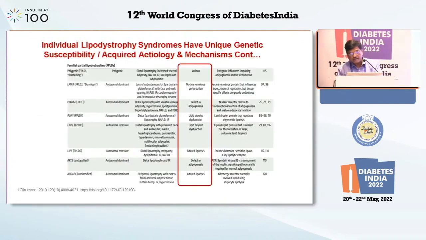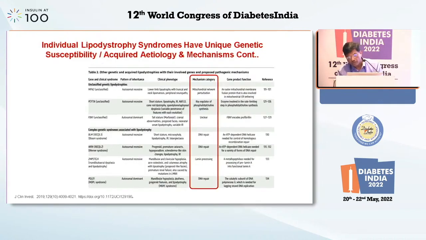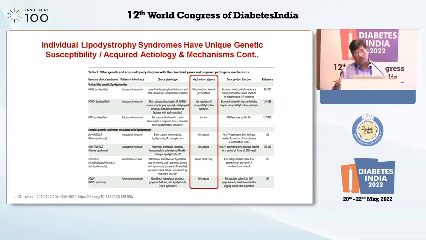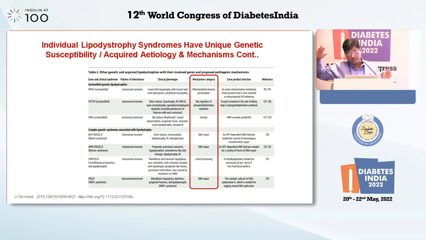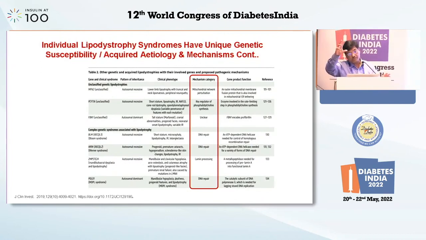In different diseases, the genetic basis is known, and the defects are again in triglyceride holding in the adipocyte: either nuclear envelope perturbation, defect in adipogenesis, lipid droplet dysfunction, and so on. And some processes are related to DNA repair also, because molecular biology is going to the extent of DNA repair and all these things, which are actually a window. We can look for gene therapy and gene manipulation.